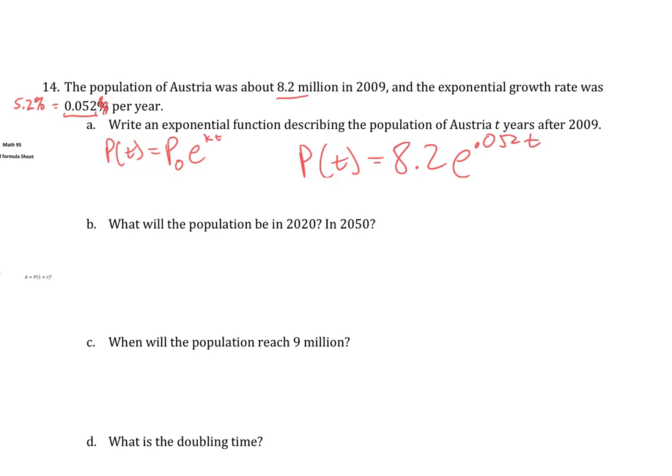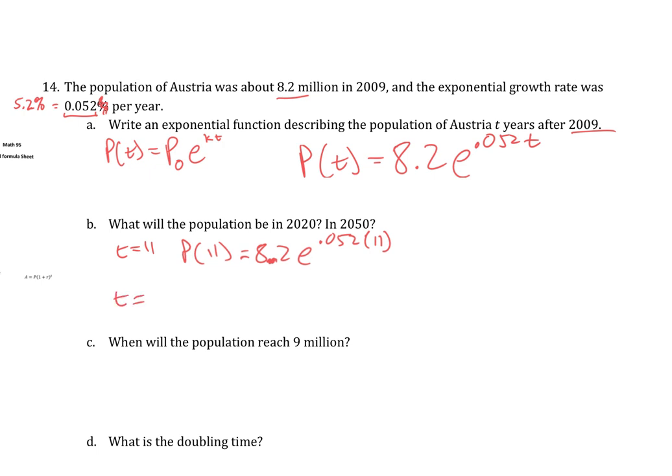So the question is, what will the population be in 2020? Well, this is years after 2009. So let's subtract 2009 from that. And so that would be when t equals 11, we get P of 11, which is 8.2 e to the 0.052 times 11. Okay, now again, you got to be careful how you type this. I'll show you that here. We'll pull the calculator up.